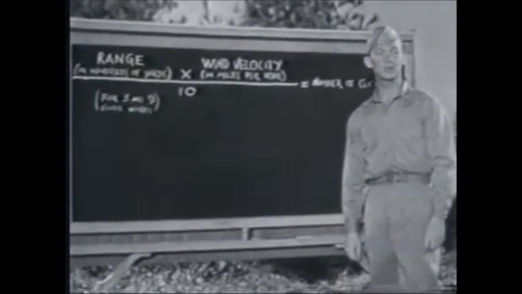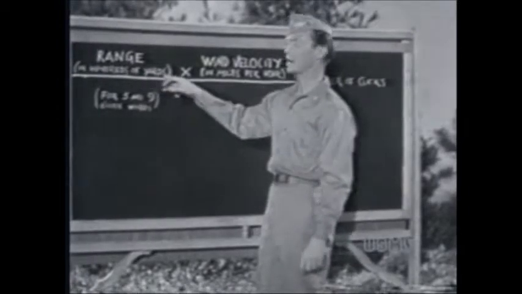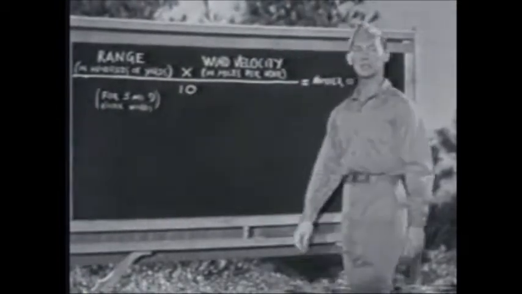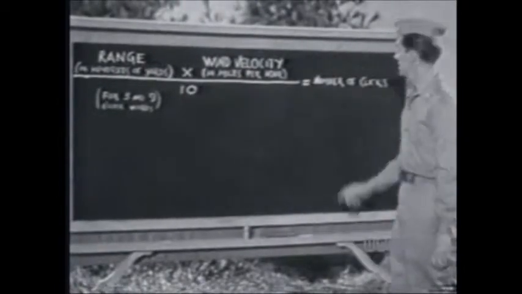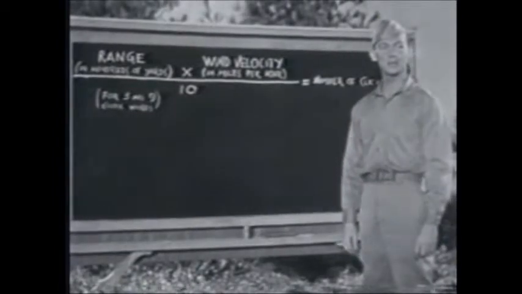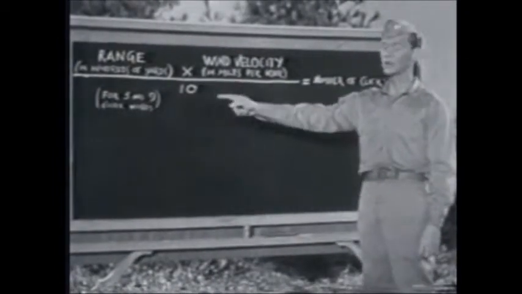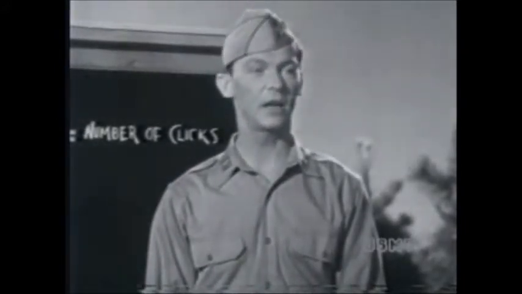Here's the one-click windage rule. Range in hundreds of yards times wind velocity in miles per hour divided by 10 equals the number of clicks of wind allowance you've got to take for 3 and 9 o'clock winds. Now, don't let that scare you. It's not as tough as it sounds.